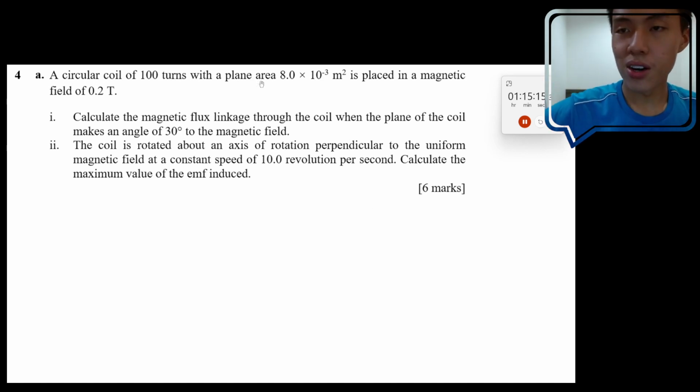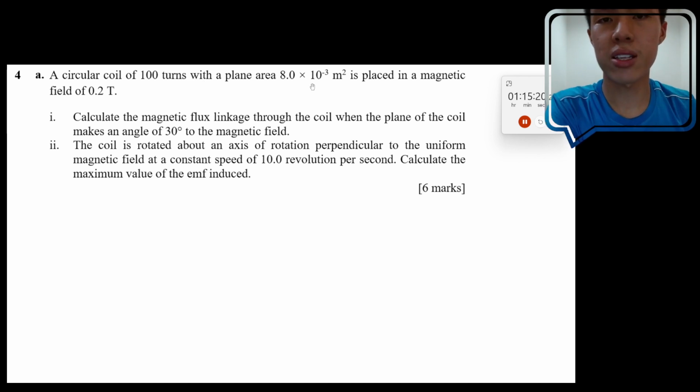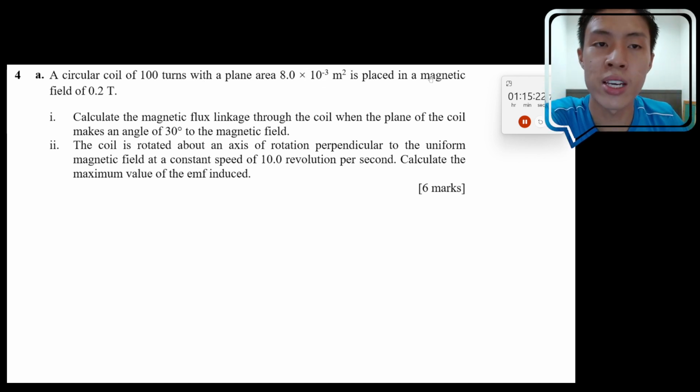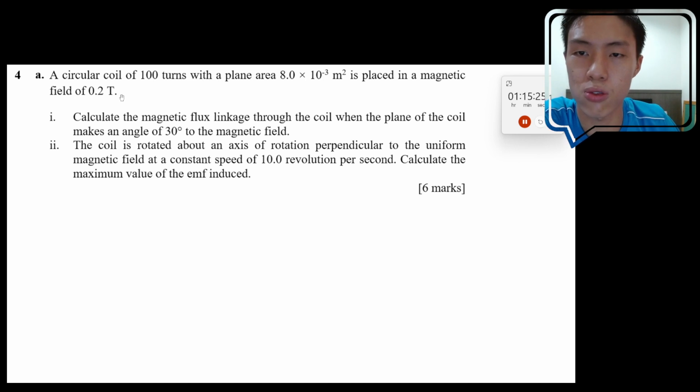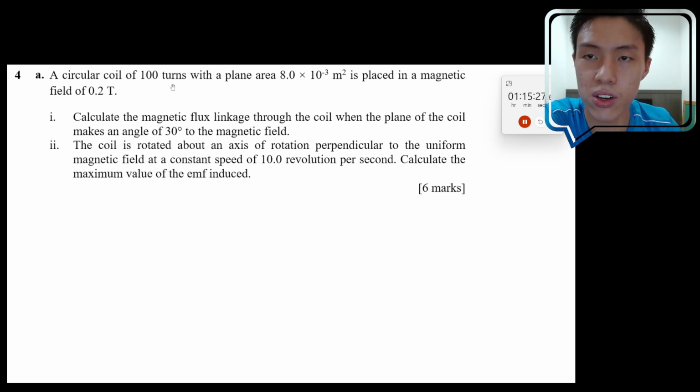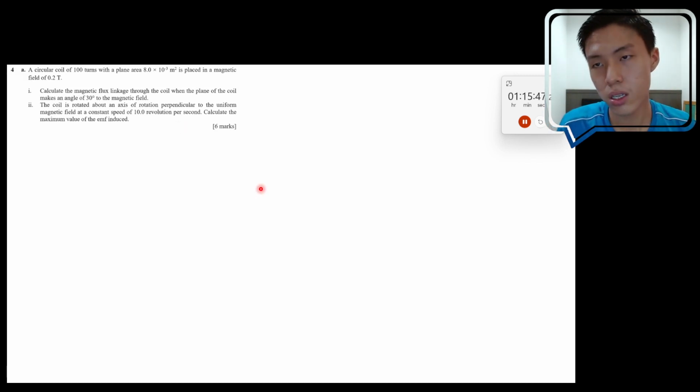Let's continue. Okay, a circular coil of 100 turns with a plane area of 8.0 times 10 to the power negative 3 meters square is placed in a magnetic field of 0.2 Tesla. Calculate the magnetic flux linkage through the coil when the plane of the coil makes an angle of 30 degrees to the magnetic field. Okay, angle of 30 degrees to the magnetic field.